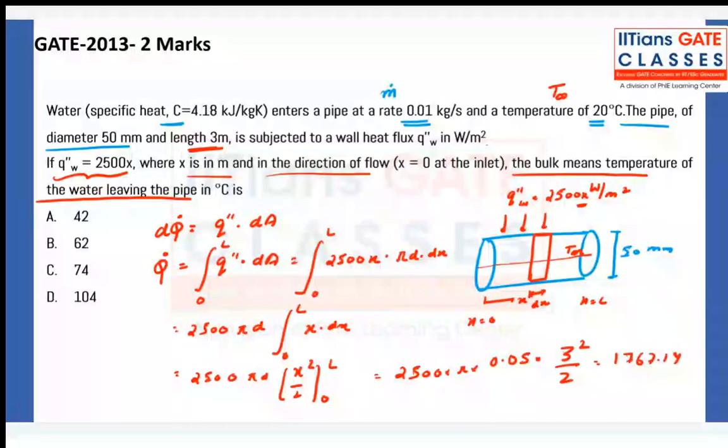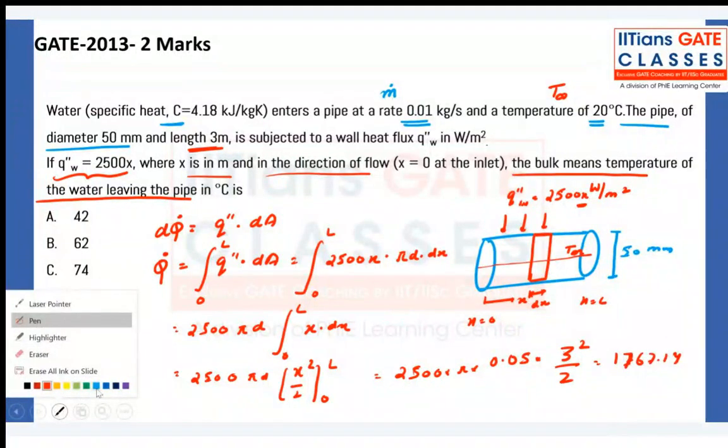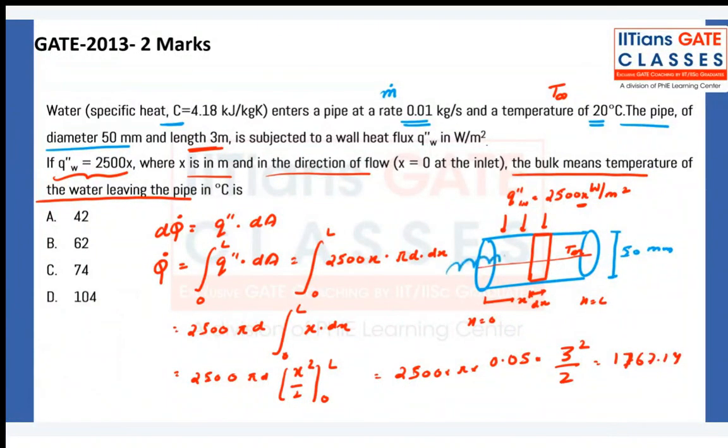So when water is flowing in this, I am transferring heat. Let's say the inside temperature is Ti and outside temperature will be T exit. And the mean temperature will be what I have calculated. Bulk mean temperature I need to calculate.